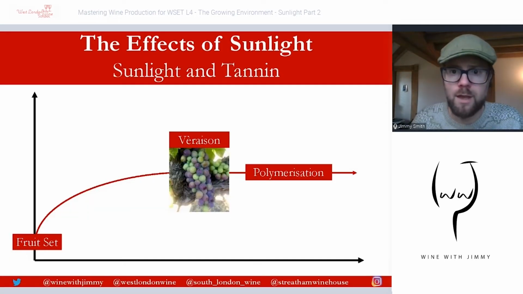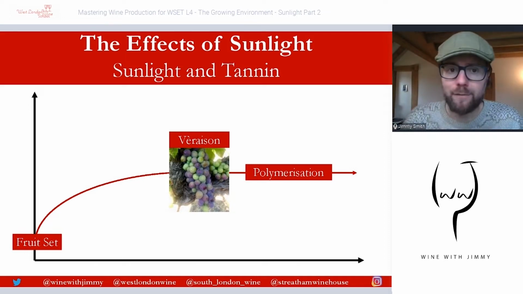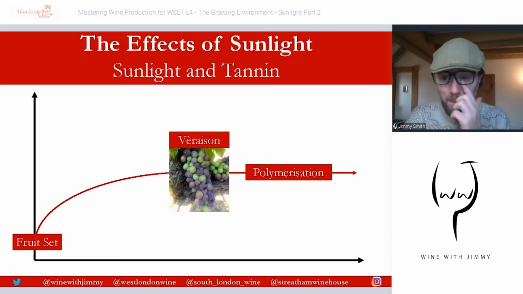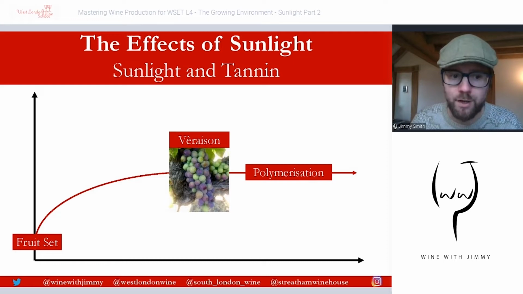So what about the effects of sunlight in terms of tannin? So what we have talked about previously, if you have watched previous videos on wine production, is how and when tannin starts to form. So what we've got here is a very simple chart to show you tannin. Now, this is a very basic chart, which is also quite an average chart. You will have differing levels of this curve, steeper, less steep, depending on the variety and, of course, the microclimate.